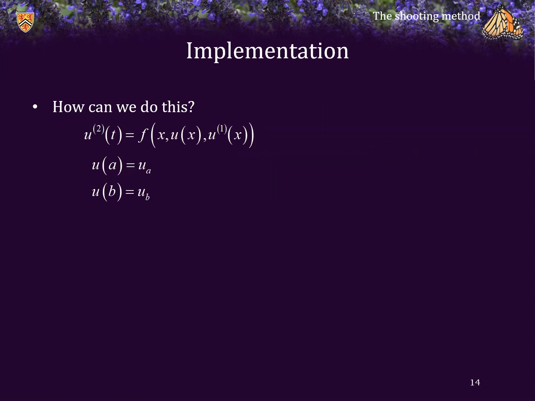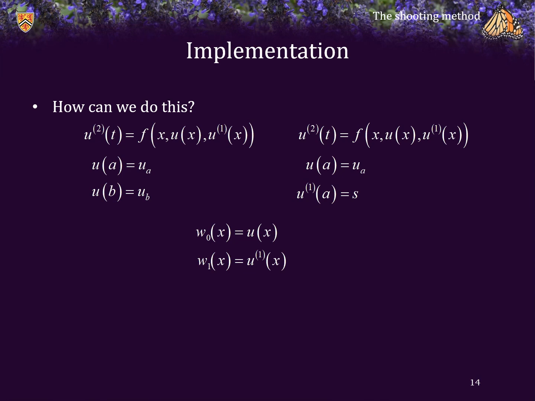All right, so how are we going to do this? Here we have our boundary value problem. We're going to convert this into an initial value problem. Let us define two unknown functions, w0 and w1. w0 is the unknown solution u of x, w1 is its derivative.